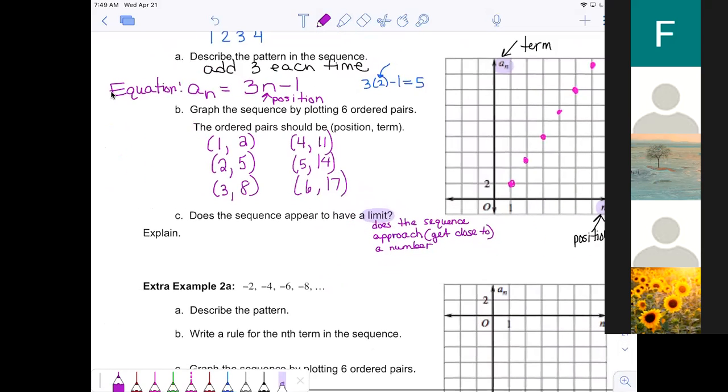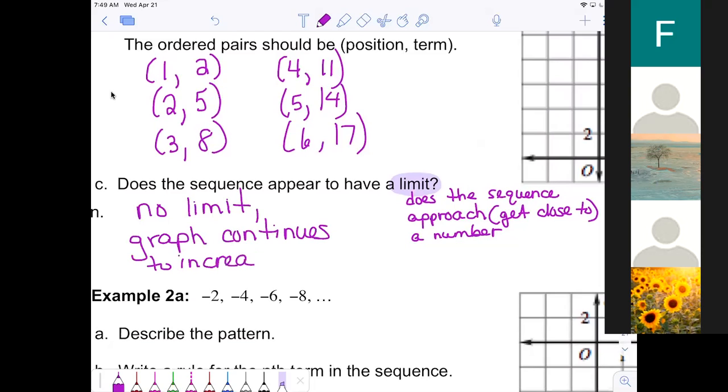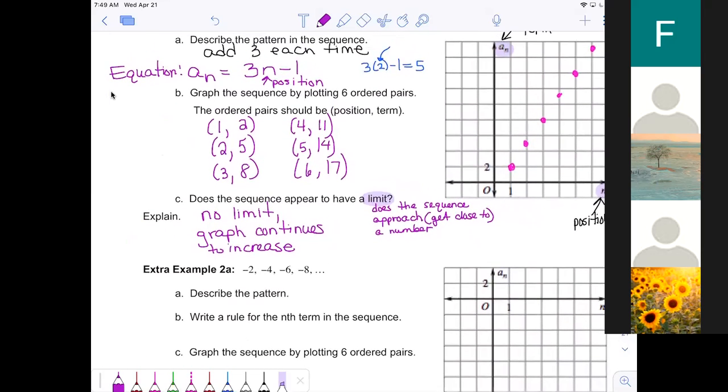If you look at our graph, it looks like it's just continuing to go up further and further and further and further. And it's never going to approach or get close to a number besides the number infinity. So we would say this graph does not have a limit because the graph continues to increase. Because it's going up by 3 each time, and it's just going to continue to go up and up and up and up. So look at the graph and you can see that it's just going vertical.